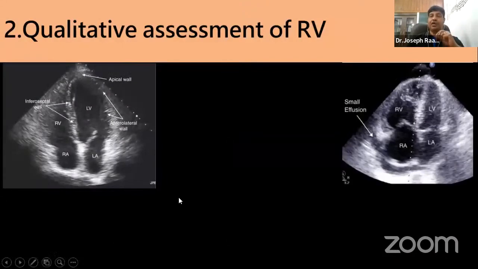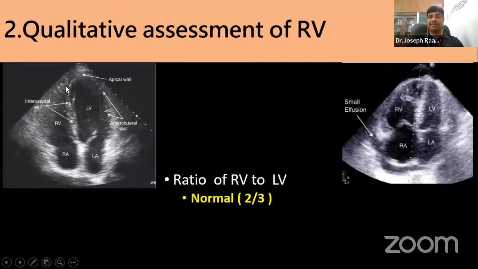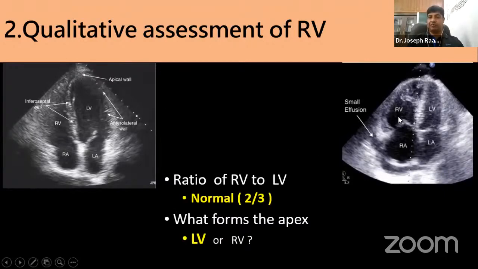So how do you qualitatively assess the right ventricle and the left ventricle? It's done with a comparison. We all know that the apex of the heart is formed by the left ventricle. That's number one. Number two, the left ventricle is always bigger than the right ventricle. In case of right ventricular dysfunction, this gets reversed. As a result, the apex will be formed by the right ventricle, and the ratio between the right ventricle and left ventricle is reversed.